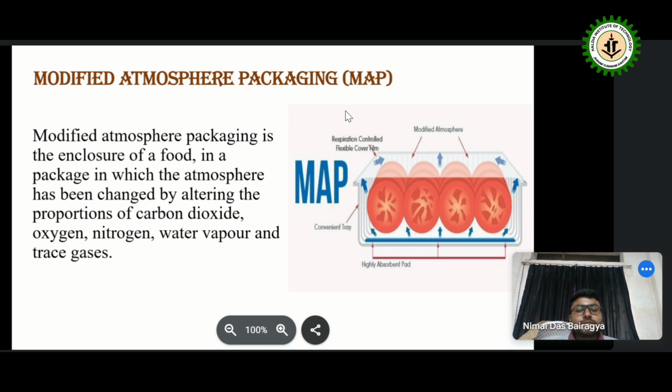Basically, when we package a food product or a fresh vegetable or any kind of food product, in the packaging atmosphere there may be carbon dioxide, nitrogen, oxygen, and maybe other gases present there, but we have to modify this combination of gas, and we can select a particular gas for the particular food product, and this type of packaging is known as modified atmosphere packaging.